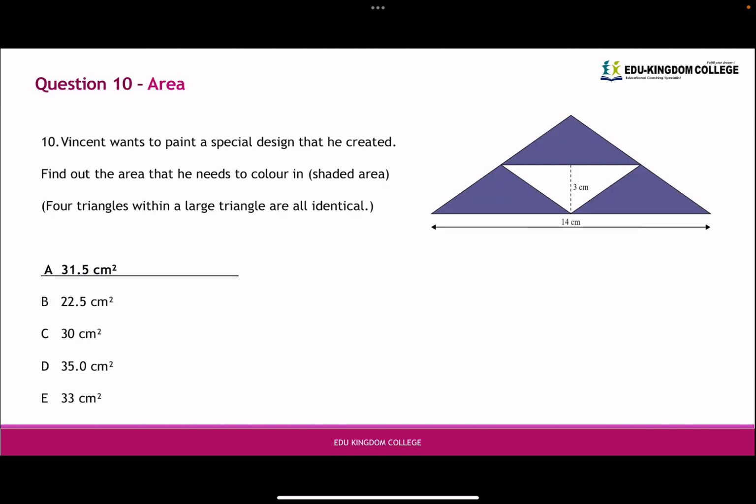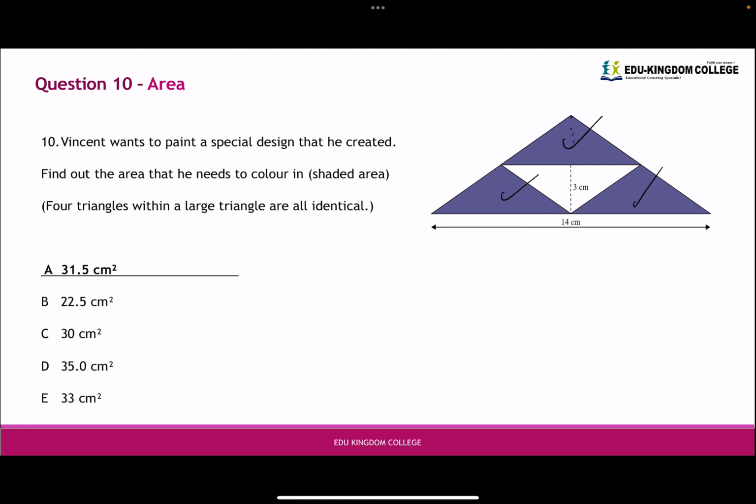Question 10, we have the area of a triangle. Okay, but we only want to find the area of the shaded areas. What we can do, so they're all equal triangles. There's 4 of them, 3 of them are shaded. So we're going to find the area of the whole triangle, multiply it by 3/4.